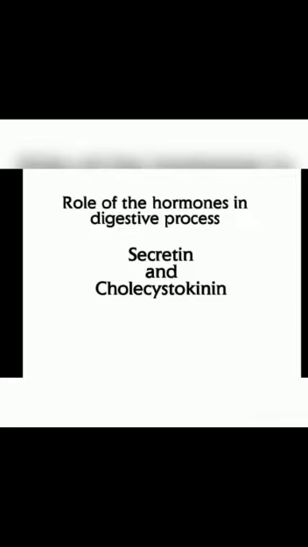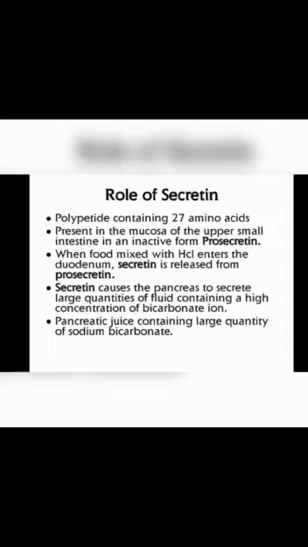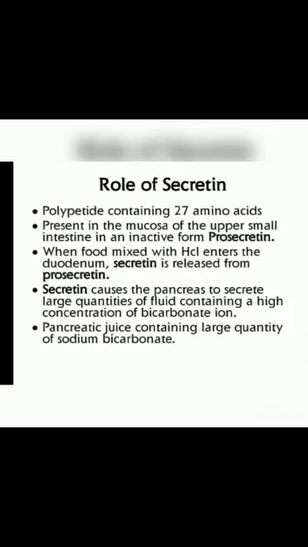Let us see the role of hormones produced by the pancreas in the digestion process. Secretin and cholecystokinin are the hormones involved in the digestion process. Role of secretin. Secretin is a polypeptide containing 27 amino acids. It is present in the mucosa of the upper small intestine in an inactive form, prosecretin. When food mixed with hydrochloric acid enters the duodenum, secretin is released from prosecretin.